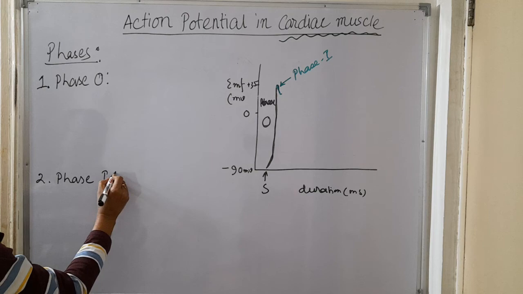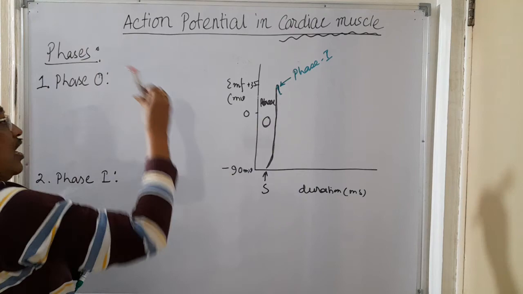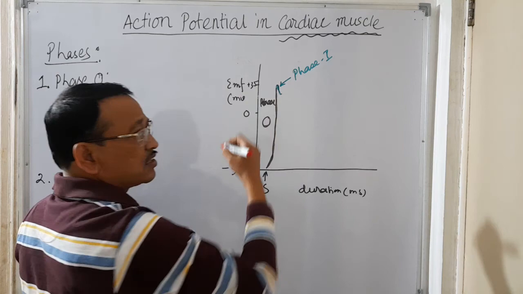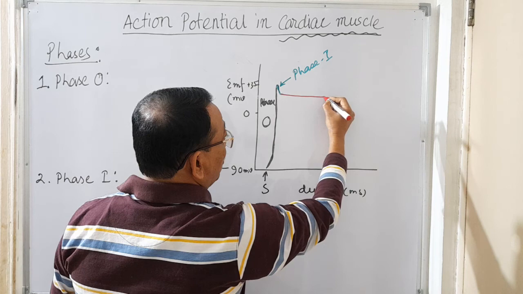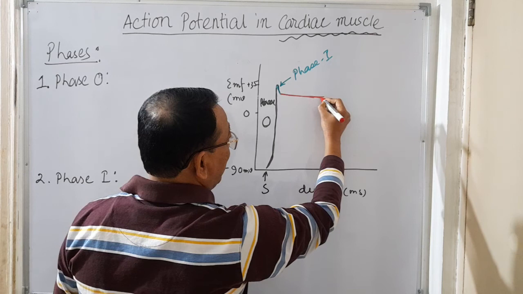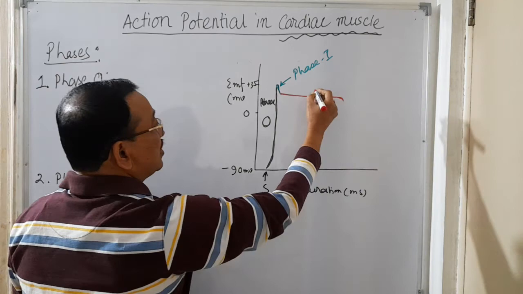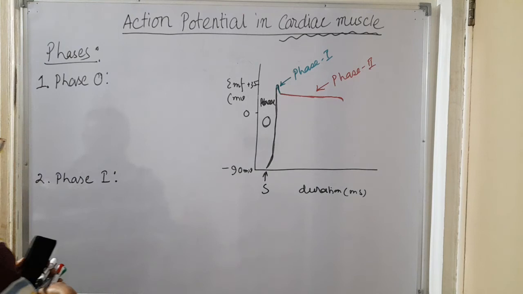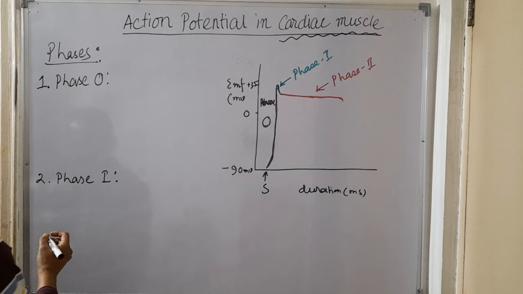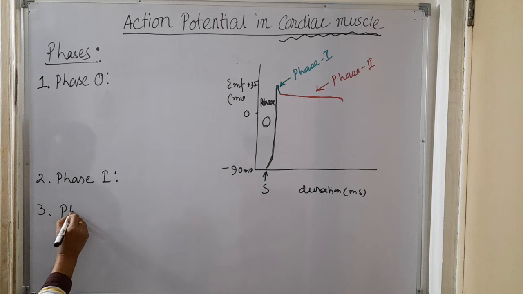Now what happens? After the initial rapid fall of this curve, this inside electropositivity is maintained for some time, giving a plateau, and this is the phase which is known as phase 2. So this is the phase that is known as phase 2. So the third phase is known as phase 2.